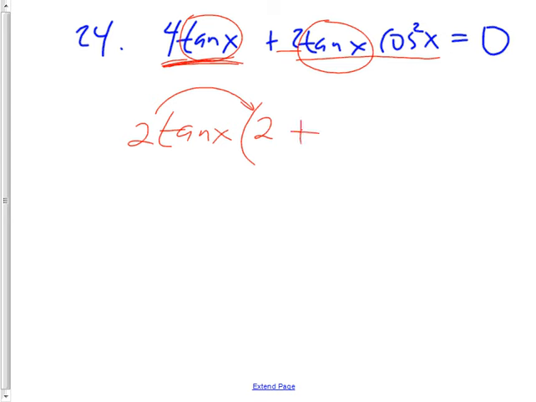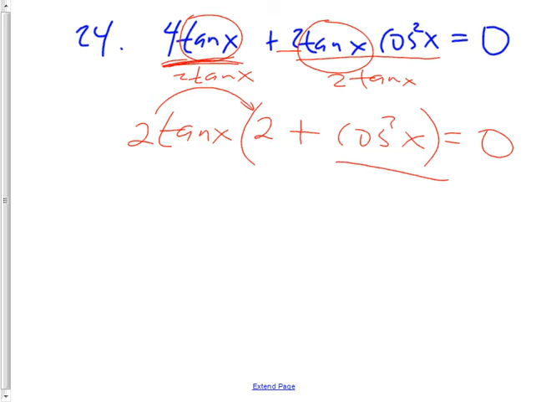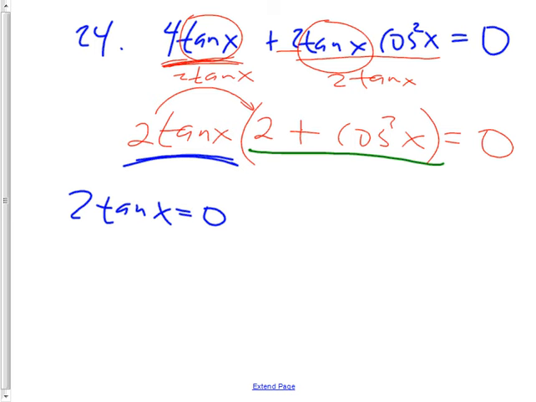Plus, what is to go here? Well, I've really divided this by 2 tangent. That's what you're really doing when you're factoring something out. And that's going to cancel that, so it's just cosine squared. Equals 0. Yes, we can do it that way. I thought we'd have to do something first before it would factor, but this one's actually nicer than I thought. It factors right away. So there's one part of my answer, and it has to equal 0. 2 tan x equals 0. And then here's my other side of the equation. That has to equal 0. 2 plus cosine squared x has to equal 0. Subtract 2 from both sides. Cosine squared x equals negative 2.